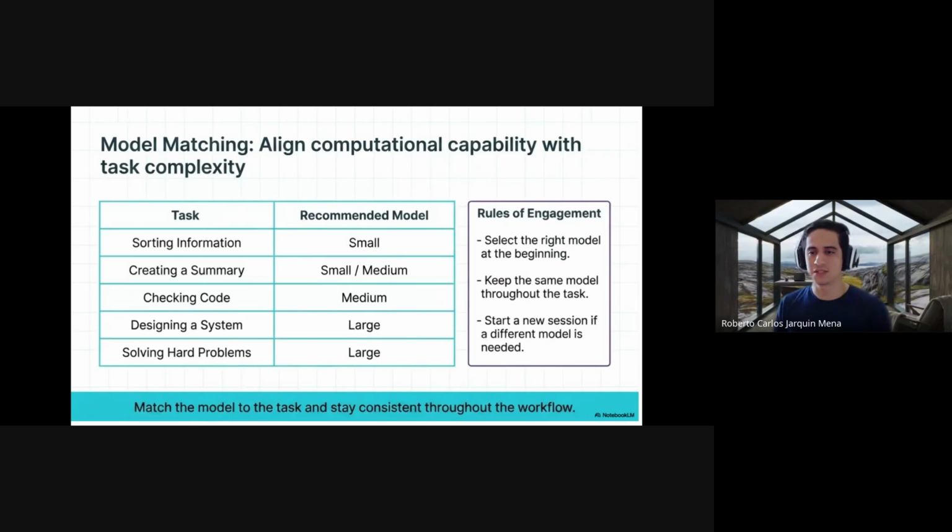Something that is not good is switching models in the middle of a session. You can introduce inconsistencies and require the context to be reestablished. It's not a good practice. The best practice is to select the appropriate model at the beginning, keep the same model through the task, and start a new session if a different model is required. Key takeaway of this: match the model to the task and stay consistent through the workflow. What's the benefit of all of this: lower cost, more consistent results, better workflow stability, less context rebuilding. Do you have any questions about this?